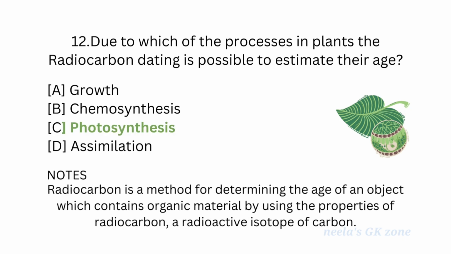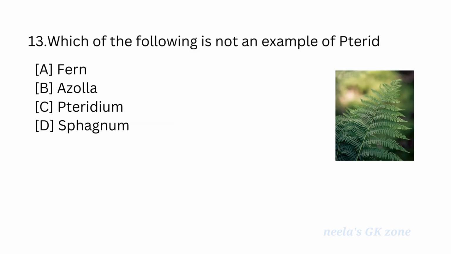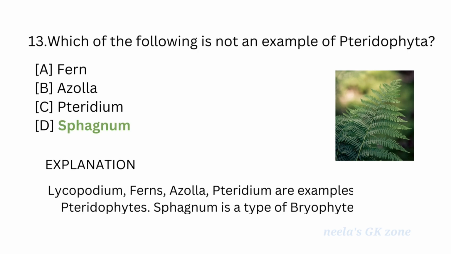The answer is photosynthesis. Notes. Radiocarbon dating is the method of determining the age of an object which contains organic material by using the properties of radiocarbon, a radioactive isotope of carbon. Which of the following is not an example of Pteridophyta? And the answer is sphagnum. Explanation. Lycopodium, ferns, azolla, pteridium are examples of pteridophytes. Sphagnum is a type of bryophyte.